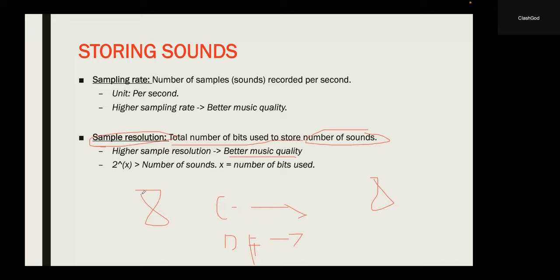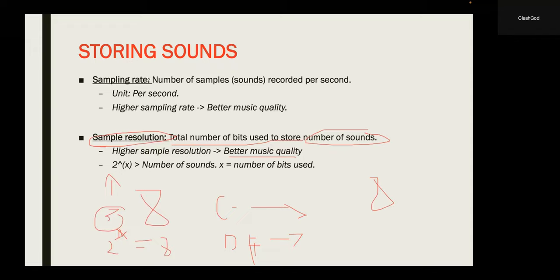Then let's work out how many bits we need to store eight sounds. There's a very simple method. The bits are the number of binary digits, right? And actually, you just have to ask: 2 to the power of what is equal to 8? 2 to the power of 3 we know is equal to 8, right? So you will take 3 binary digits to store a number. So the sample resolution will be 3. All right, so that's sample resolution.